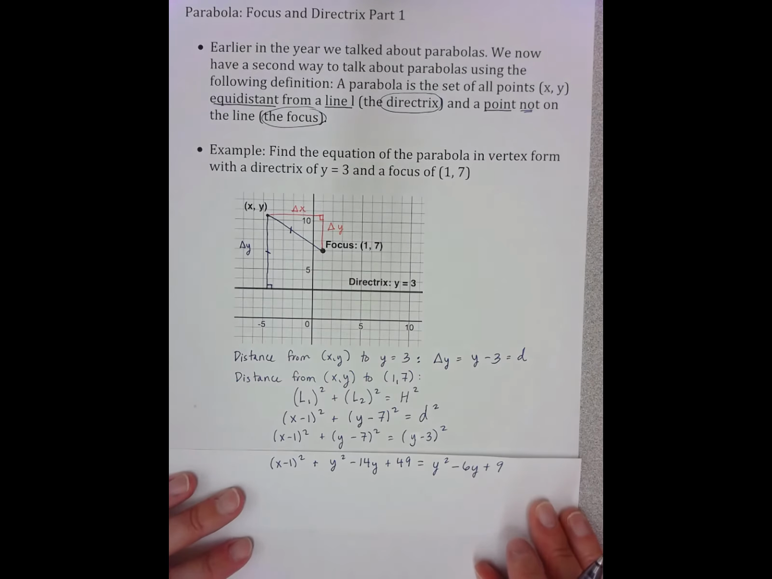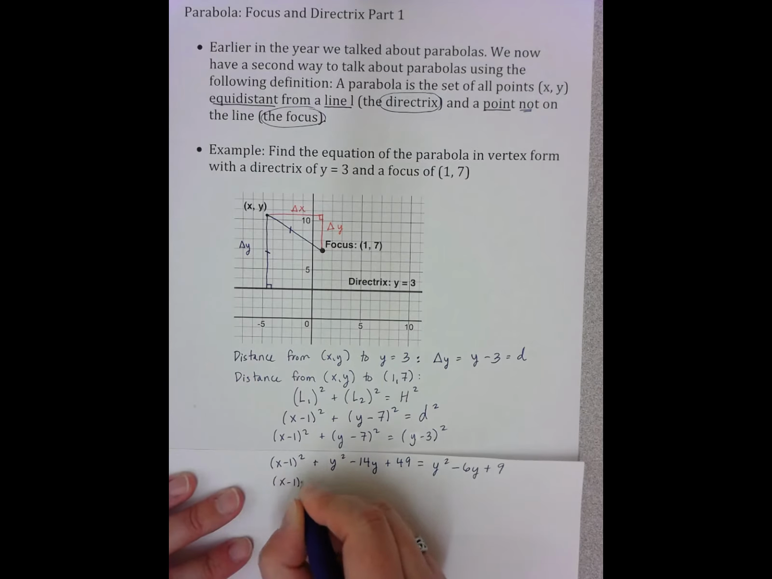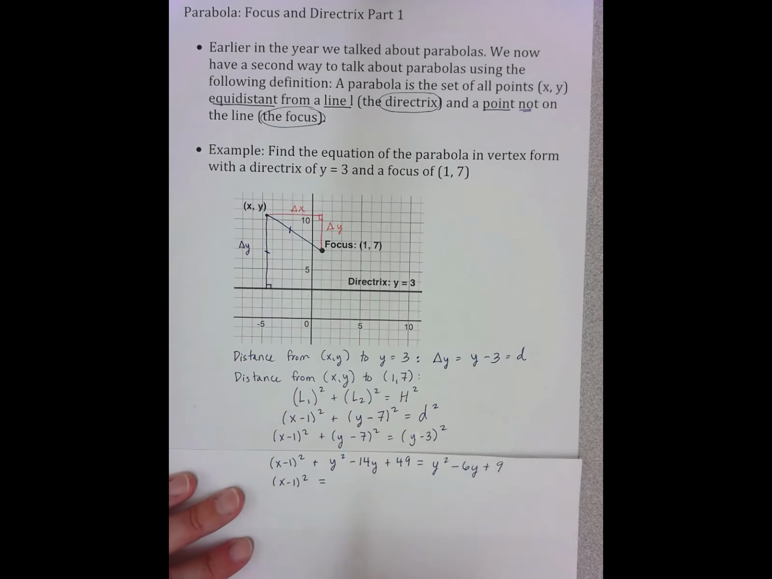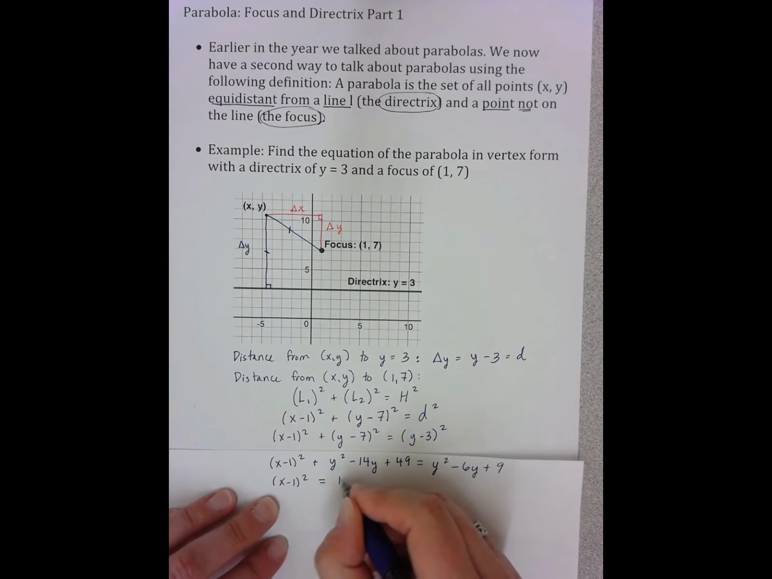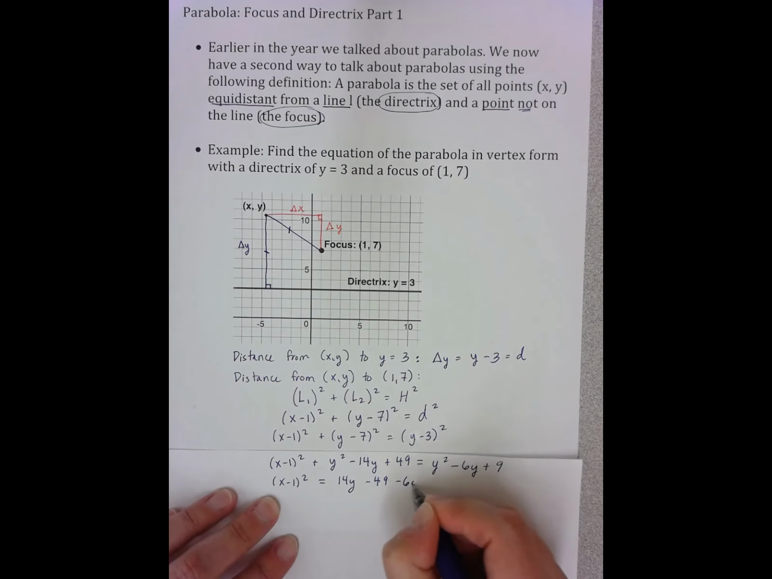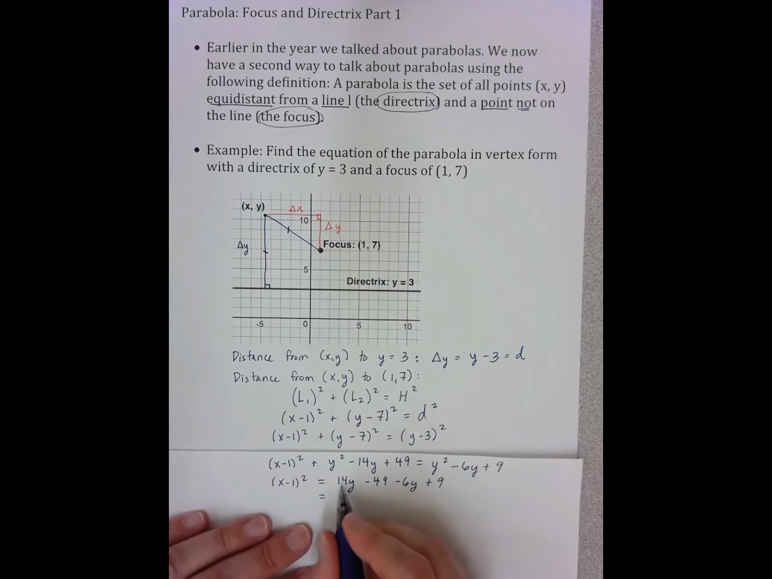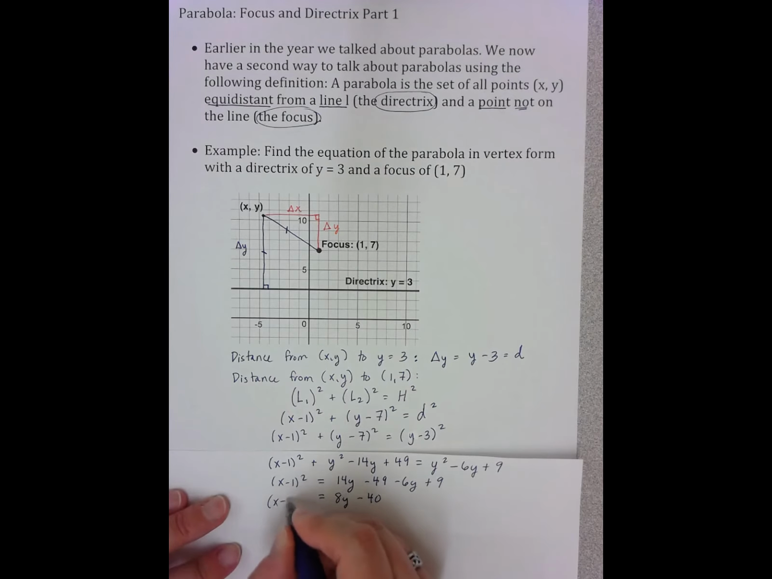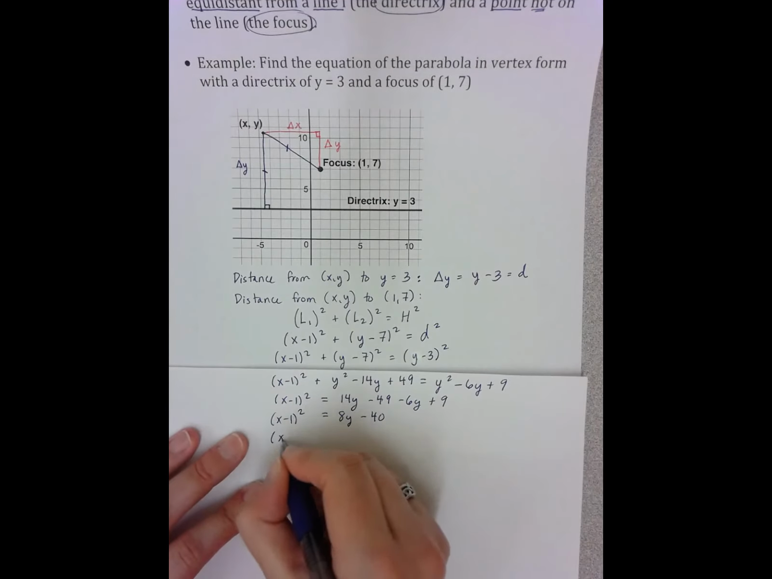I am then going to move everything except for the x minus 1 squared over to the right-hand side. So I still have x minus 1 squared equals, and when I subtract y squared, the y squareds cancel. Now I'm going to add the 14y and subtract 49, and I still have on this side a negative 6y and a positive 9. I'm now going to combine like terms, so I get 8y minus 40. I still have x minus 1 squared.